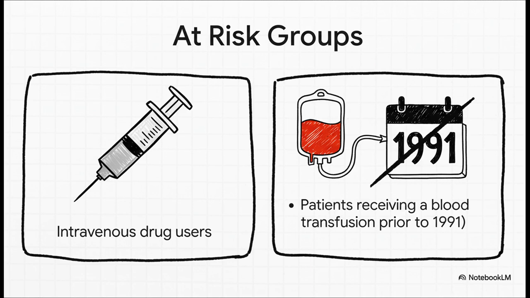So, who are these patients? Well, there are two key groups that should immediately set off alarm bells in your clinical mind. First, anyone with a history of intravenous drug use. And second, this really important historical group, patients who got a blood transfusion or blood products before 1991. That's when effective screening came in. So asking about these two things is absolutely fundamental.